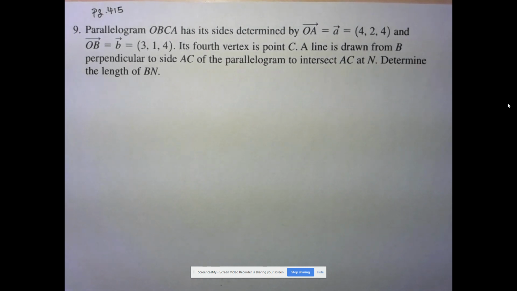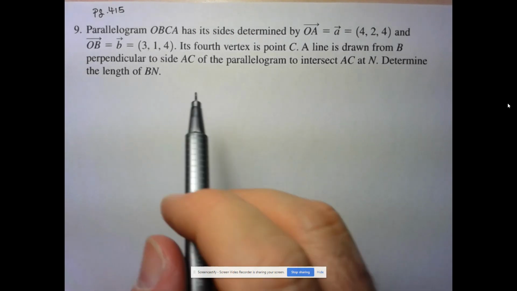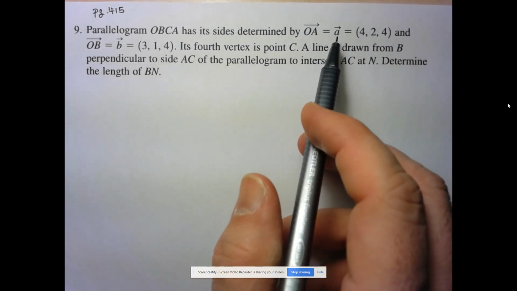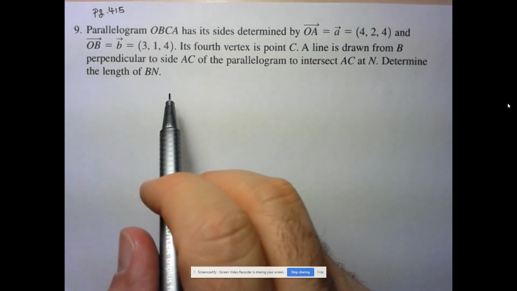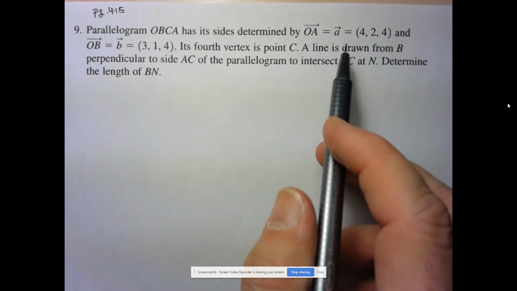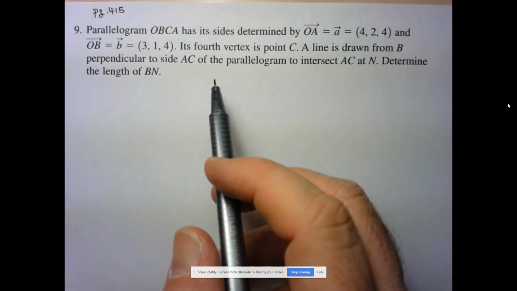Hi folks, we're going to take a look at number 9 on page 415. So here we've got a parallelogram, OBCA, with these two sides given by the vectors A and B, and the fourth vertex, as given here, is just C. All right, and then they give us some information. But let's start by drawing the parallelogram.